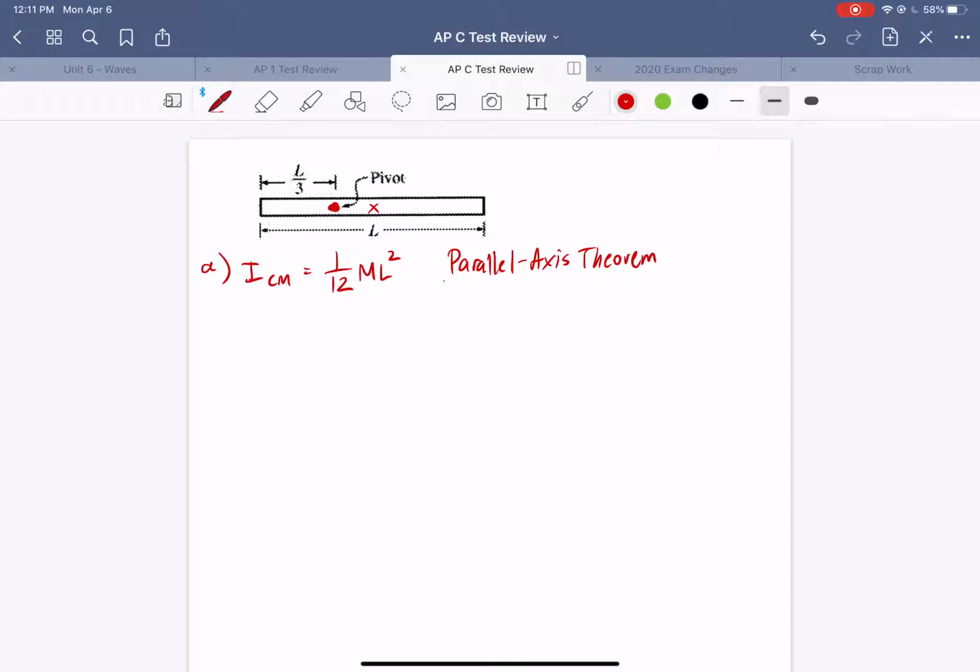In case you don't remember, the parallel axis theorem says that if you have an object with a pivot at some arbitrary location, then the moment of inertia for the object rotating around that point is always equal to the center of mass moment of inertia plus some extra term. That extra term is just the mass of the object times d squared, where d is the distance from the center of mass to the pivot.